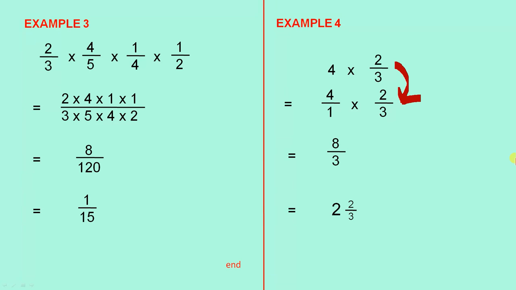So this video has just shown us some simple procedures for how to multiply fractions together.